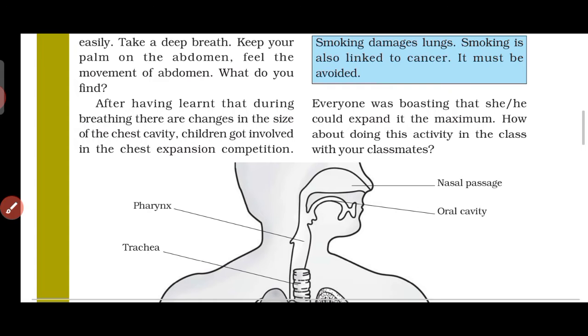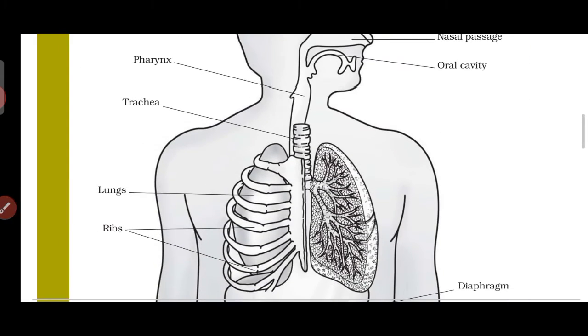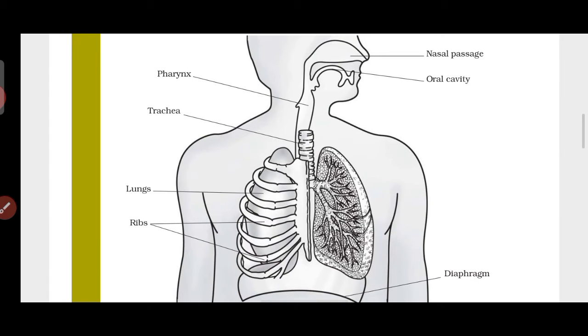And one activity is given over here just to do it. Look here in this picture, you can see all that. Nasal cavity is there, oral cavity is there. Look, nasal cavity means the cavity of nose, oral cavity means cavity of mouth. Okay, then there is a pipe. Okay, then trachea is there. All this we are going to study.